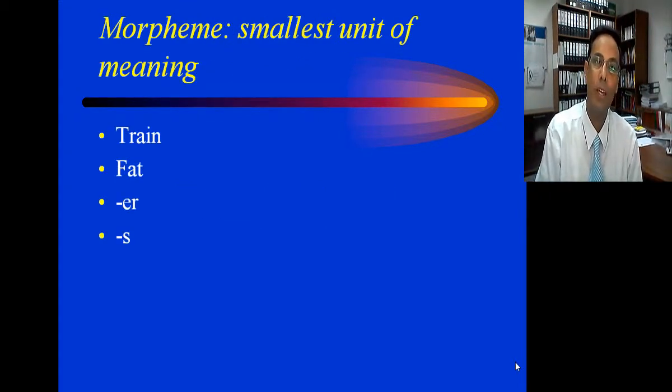First, we have to define the word morpheme. It is the smallest unit of meaning. Look at the following words, for example, train, fat. Even morphemes such as -er or -s, whether derivational or inflectional, are morphemes.